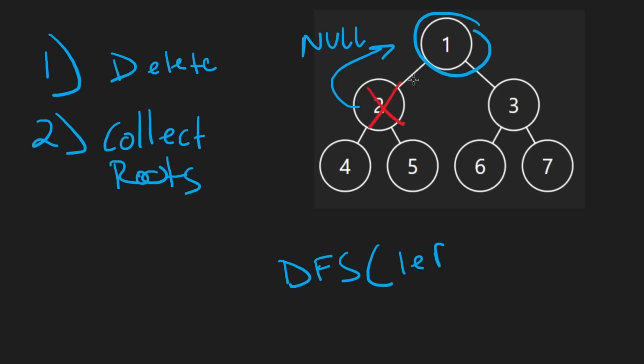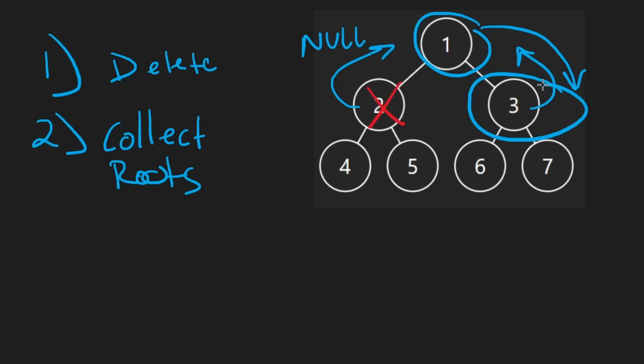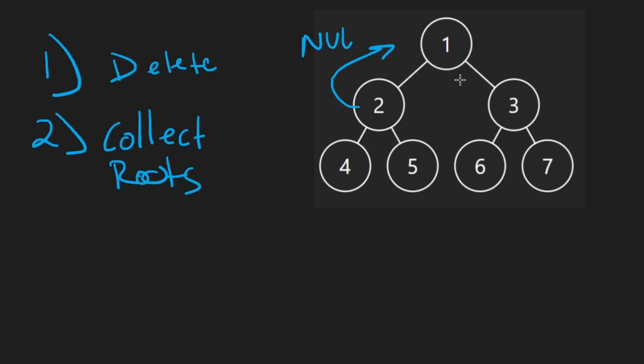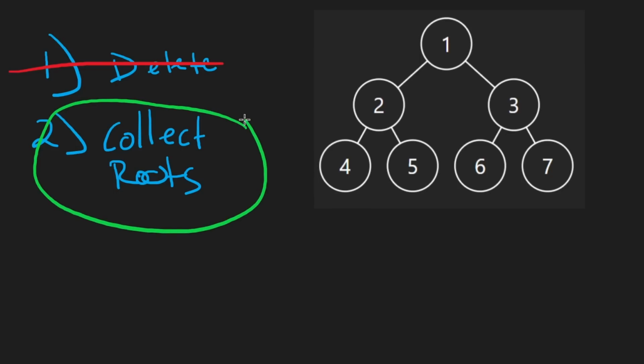But what about the other case? What about from here, 3? What if 3 is not a node we want to delete? Well, it's pretty simple. Just return the node itself, right? Just return this node. Therefore, the right pointer will still be connected. It will remain unchanged. So I hope you understand why doing all the deletions throughout this entire tree is not difficult. So now that we got that out of the way, the harder part might be actually collecting the roots.